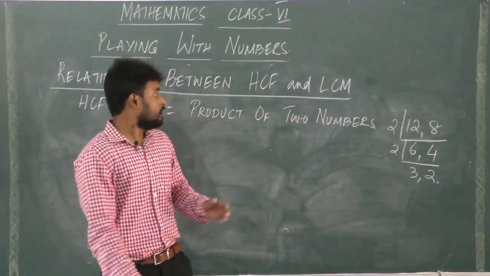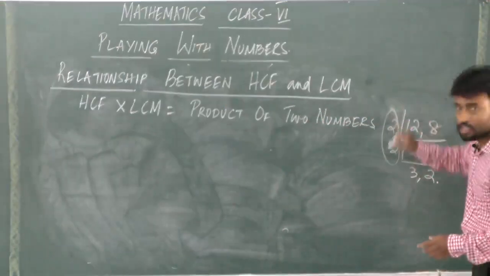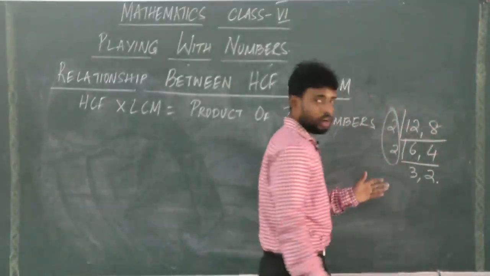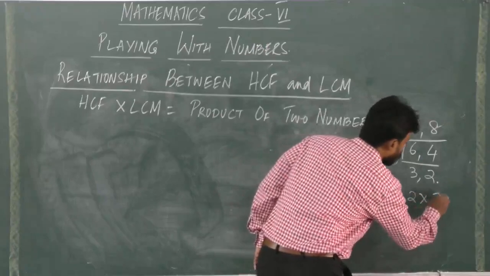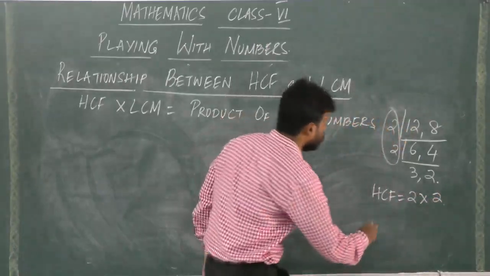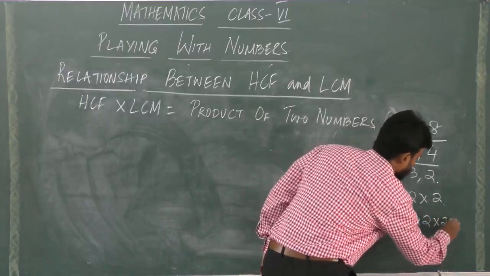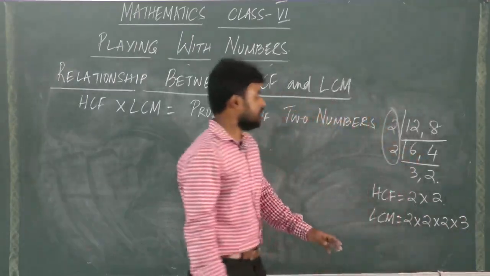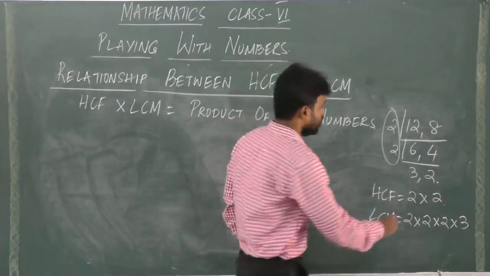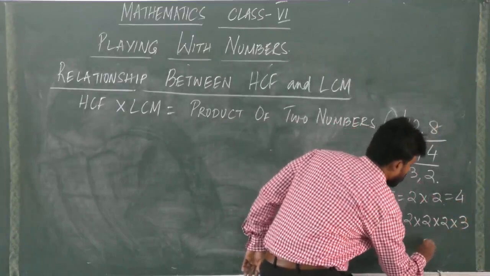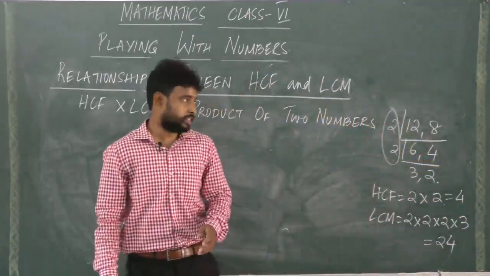Alright. So when we factorize, we find that the common factor, or the SCF, is 2 into 2, and the LCM will be 2 into 2 into 2 into 3. So here we get 4, and here we get 24 as the answer.